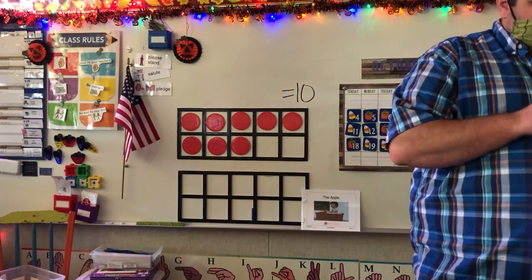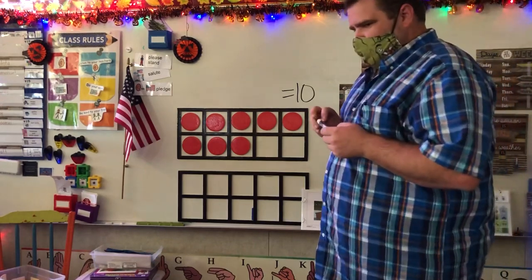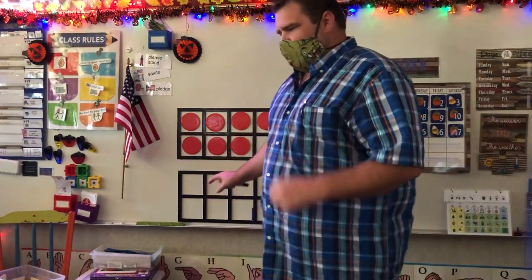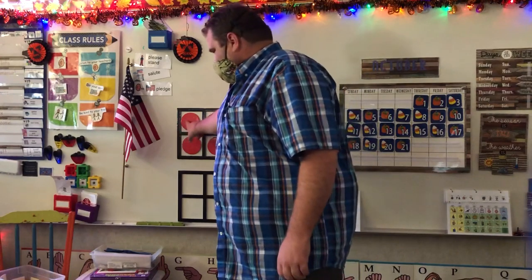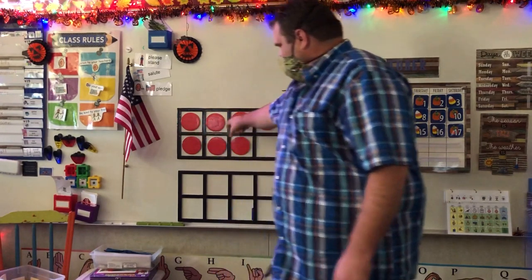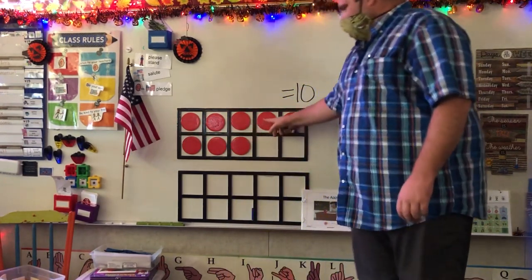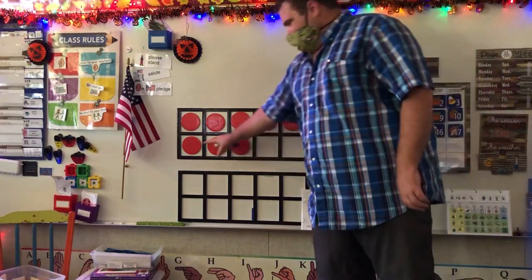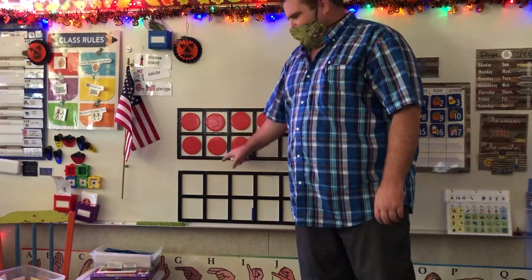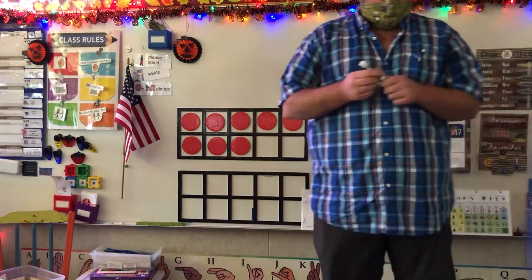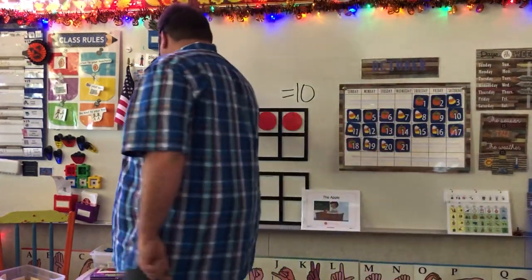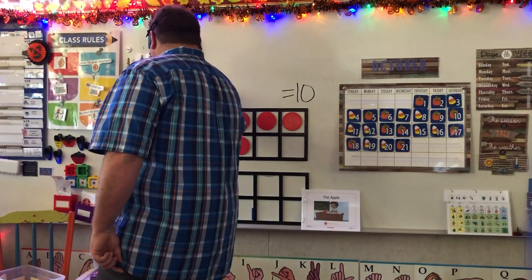All right, let's count and see how many there are. Finger. Starting with one. Here we go. Ready, Wyatt? One, two, three, four, five, six, seven, eight. Eight. We filled in eight. You were close.